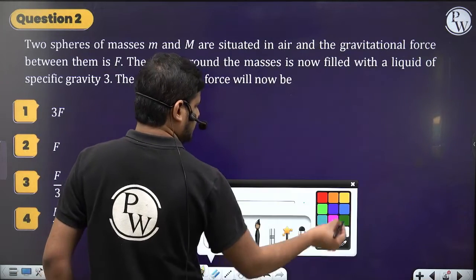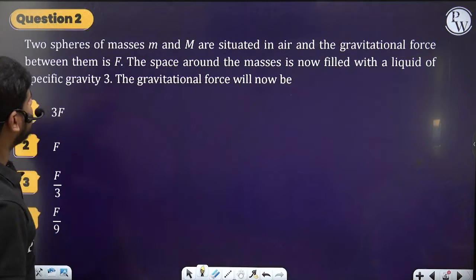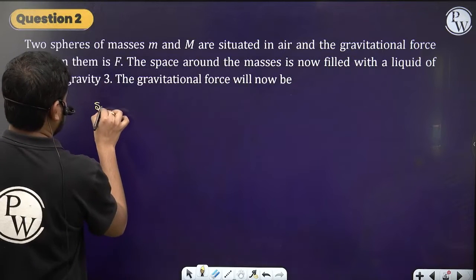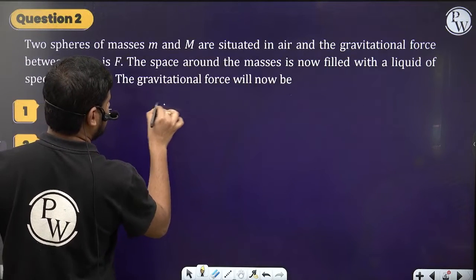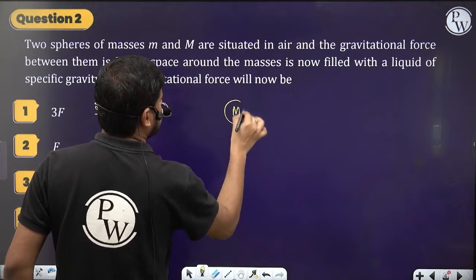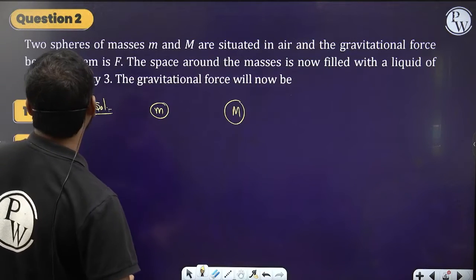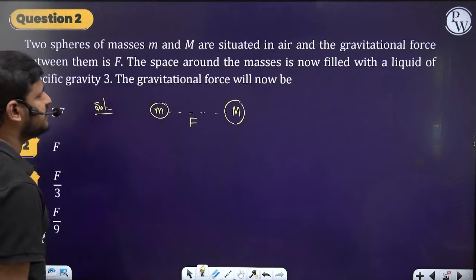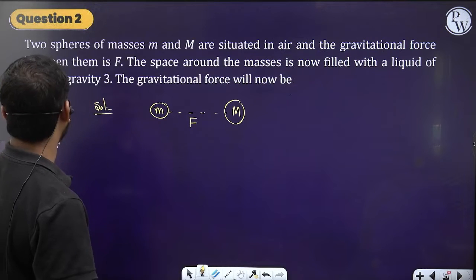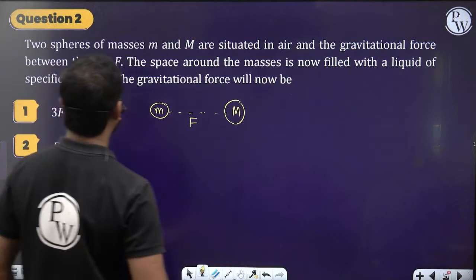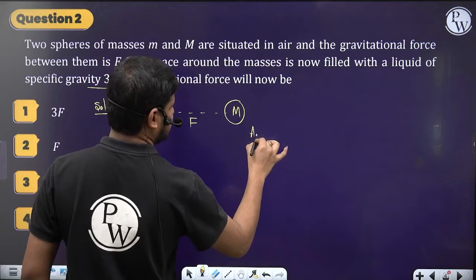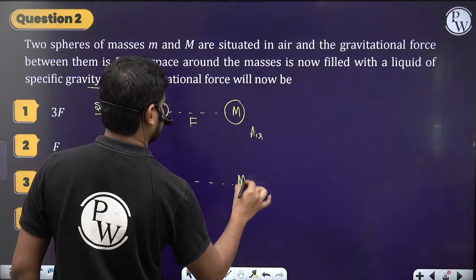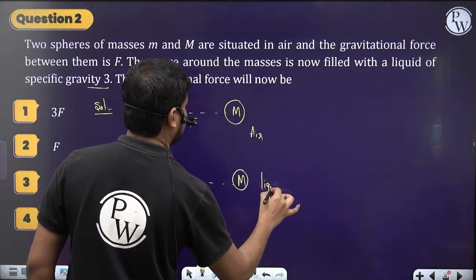Let's take one more question here. What does the question say? Two spheres of mass m and M are situated in air. One is small m, the other one is capital M. These two are situated in air. The gravitational force between them is F. The space around the masses is now filled with a liquid of specific gravity 3. So now this is in air initially, and now they are placed in some other liquid.